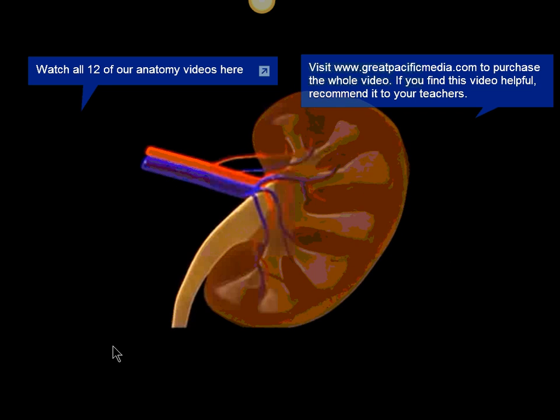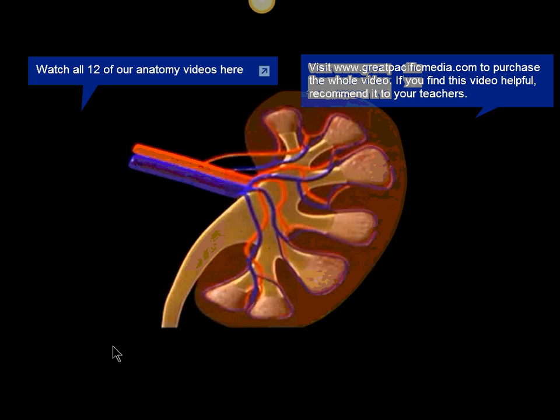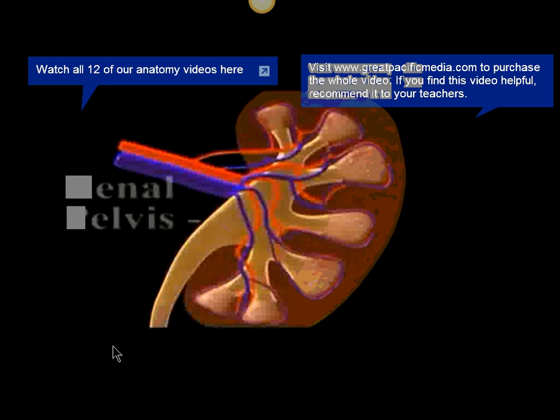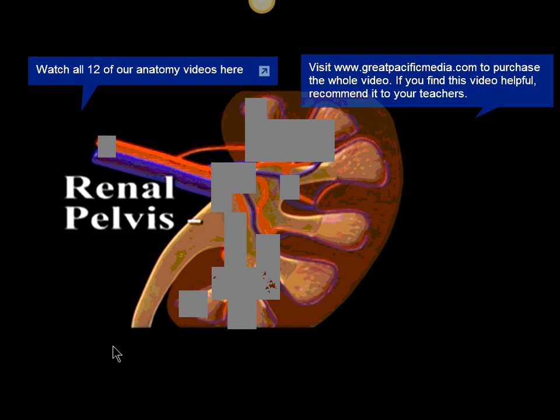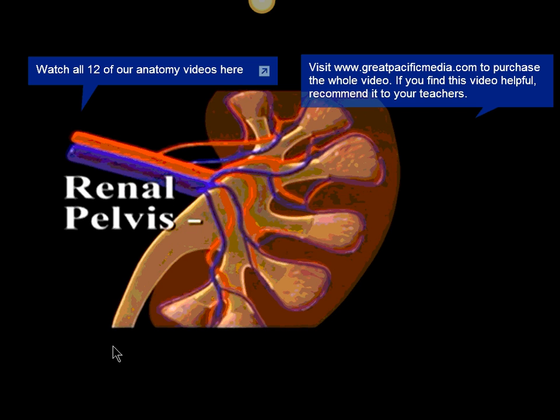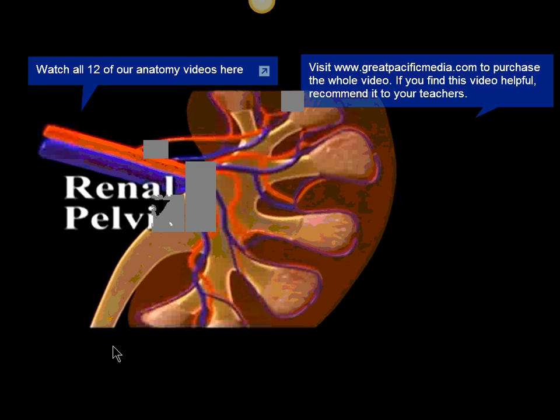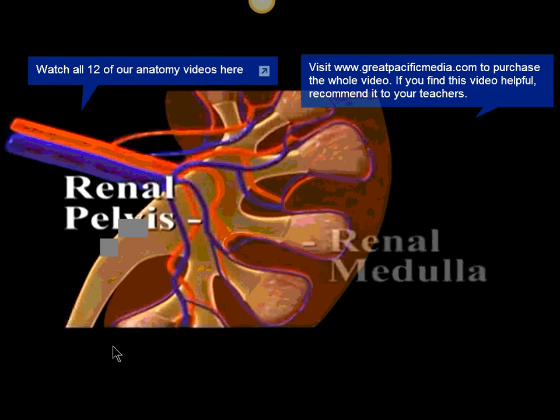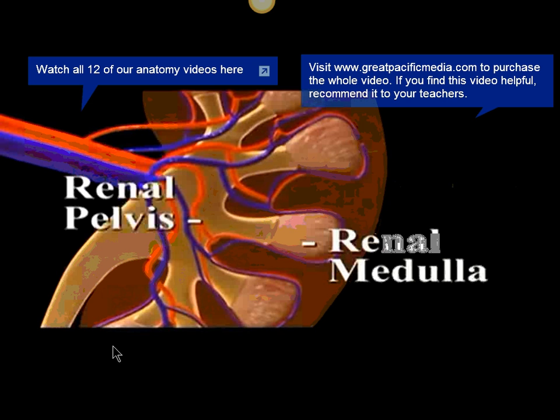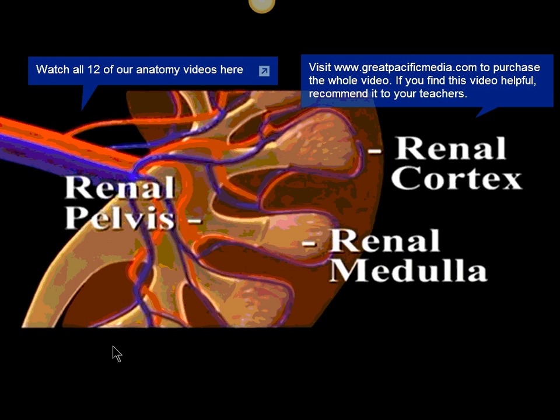The kidney contains a solid outer layer where urine is formed and a hollow inner chamber called the renal pelvis, which is a branched collecting chamber that funnels urine into the ureter. The solid layer of the kidney is divided into a fan-shaped inner renal medulla and an overlying renal cortex.